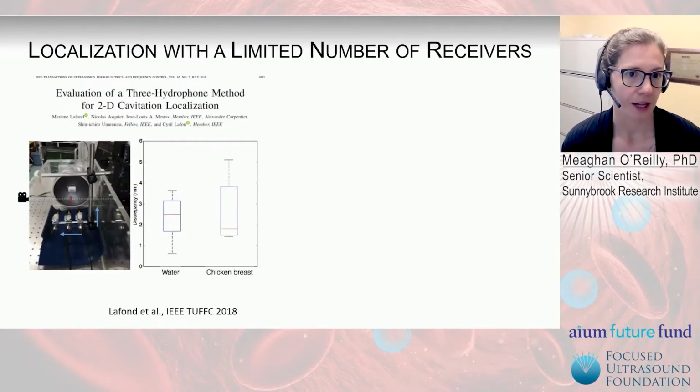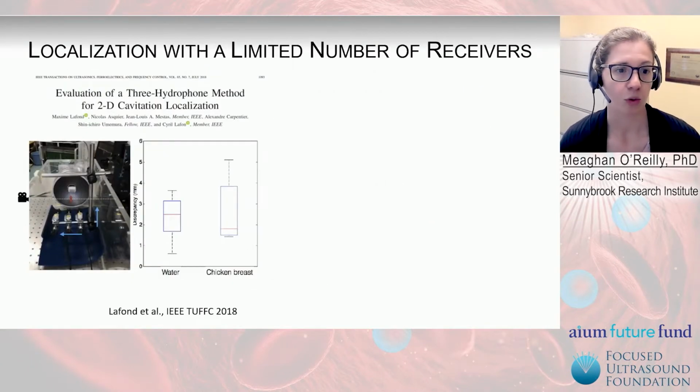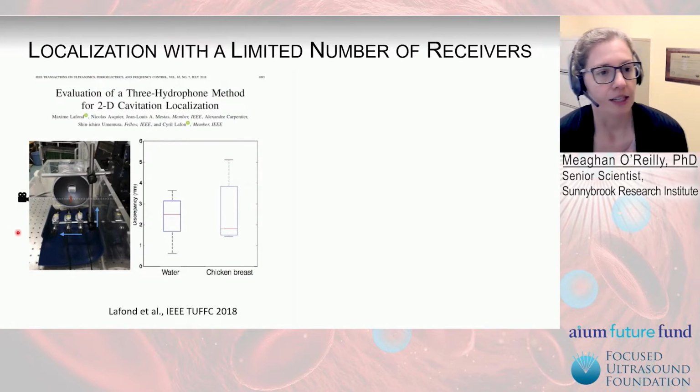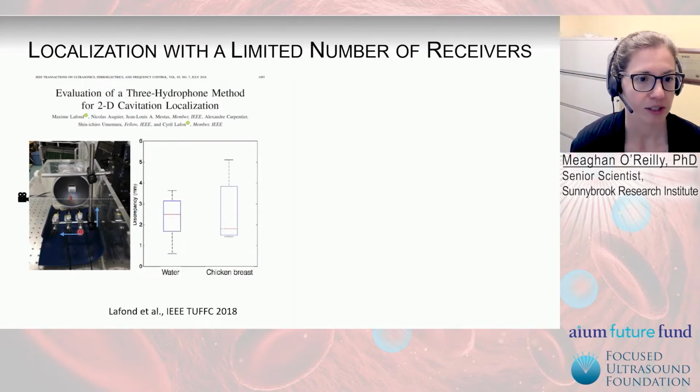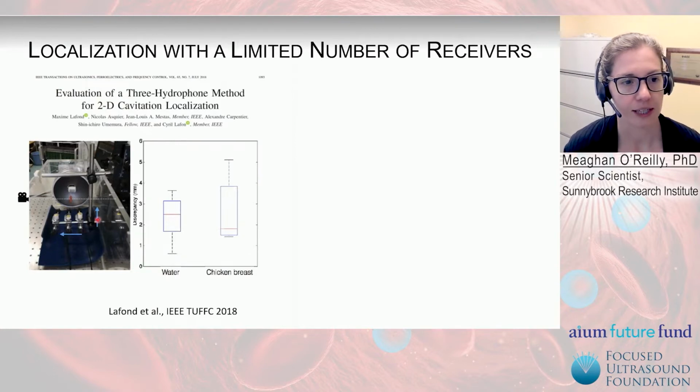If we move up in complexity, we can look at what we can do with just a few receivers. Here we have this 3-hydrophone method that was proposed by the group at LabTau, and this is work from Maxime Lafont. We can see that we have 3 receivers being used to localize cavitation. This is not done through skull, but just directly measured in water or chicken breast. We can see an error on the order of a few millimeters.